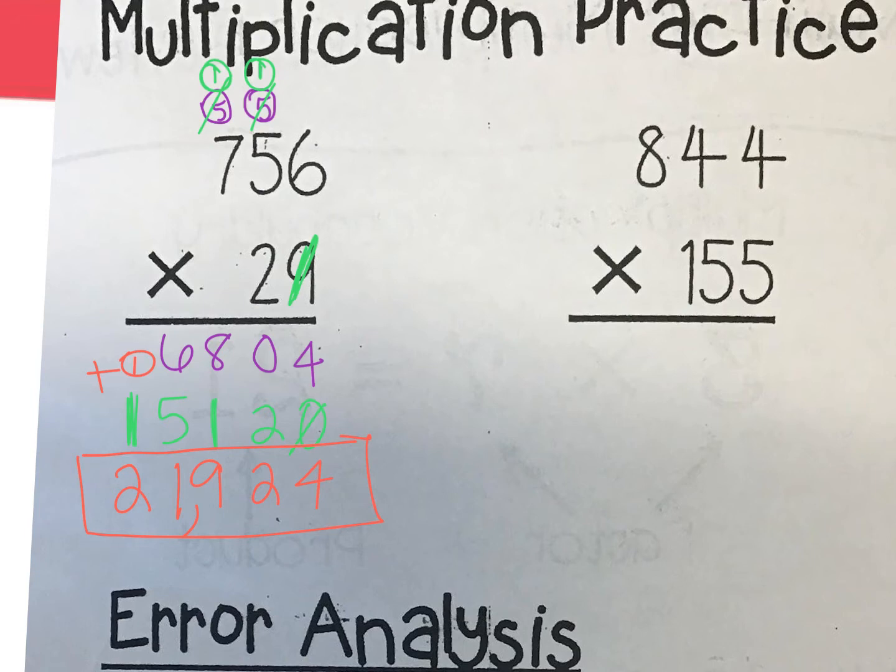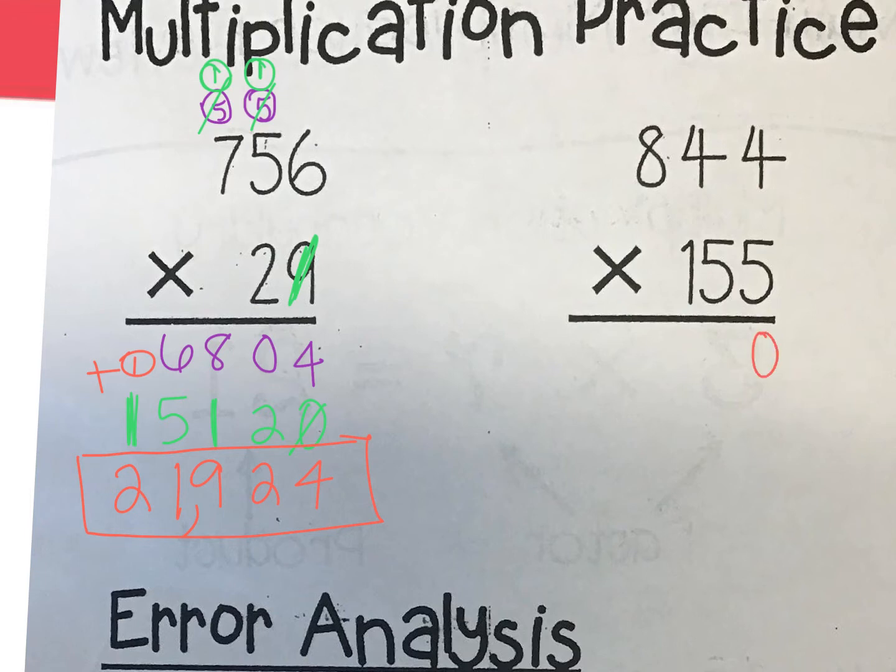Okay, next one. We have 844 times 155. We have 3 digits this time. Notice that when I multiplied by 2 digits, I had 2 partial products. This time I have 3 digits, which means I will have 3 partial products that I have to add together. So I'm going to start with the last 5 in the ones place. I'm going to multiply it times the 4 straight above.